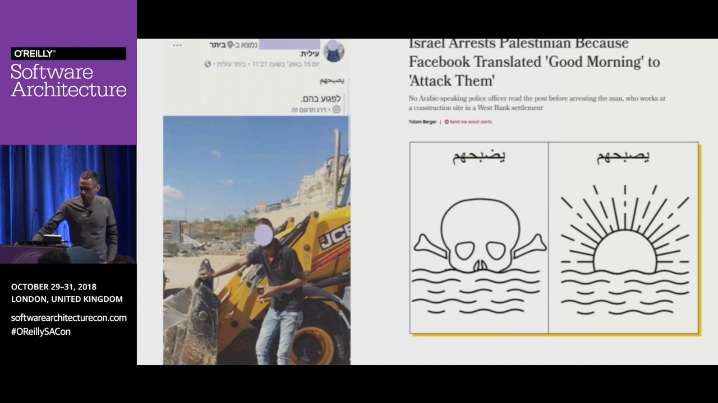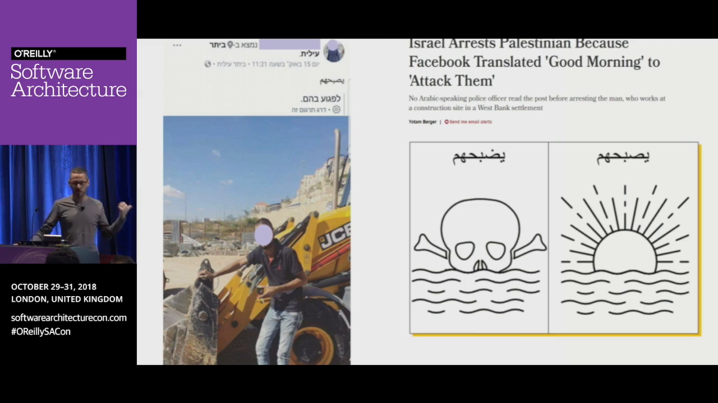That's another example of relying on automation and machine learning. So this happened last year in Israel. A Palestinian man was arrested after publishing this post on Facebook. In Arabic, the post says, "Good morning." But the Facebook automatic translation made a mistake. The same word in Arabic, if you change one letter, means hurt them or attack them. And that is what Facebook translated it to in Hebrew.